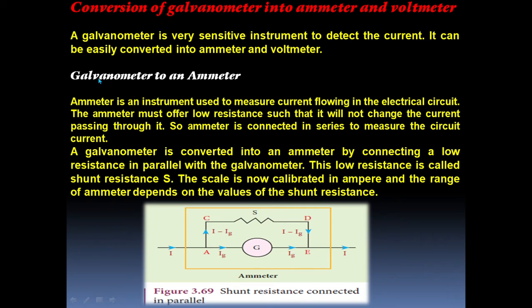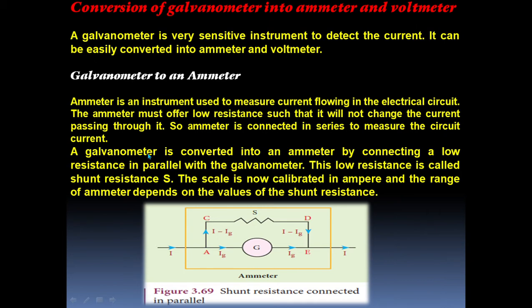First, galvanometer to an ammeter. An ammeter is an instrument used to measure the current flowing in the electrical circuit. So we already know this concept. The ammeter must offer low resistance such that it will not change the current passing through it. So the ammeter is connected in series to measure the circuit current.